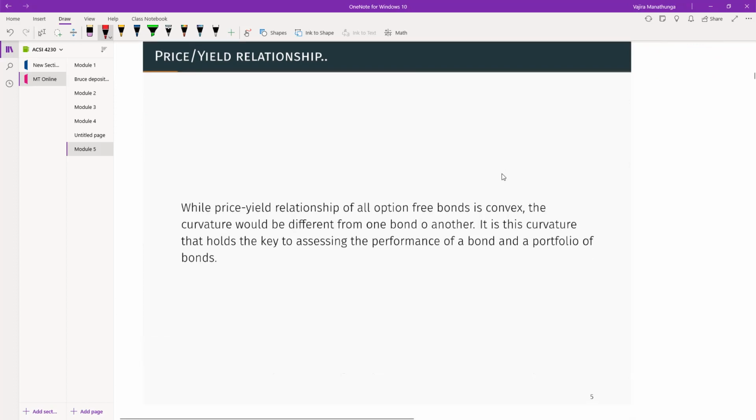While the price-yield relationship of all option-free bonds is convex, the curvature will be different from one bond to another. It is this curvature that holds the key to assessing the performance of a bond and a portfolio of bonds. So the curvature is going to be different from one bond to another. Remember in calculus, we measure curvature using the second derivative. So the second derivative of the graphs can be different from one bond to another.